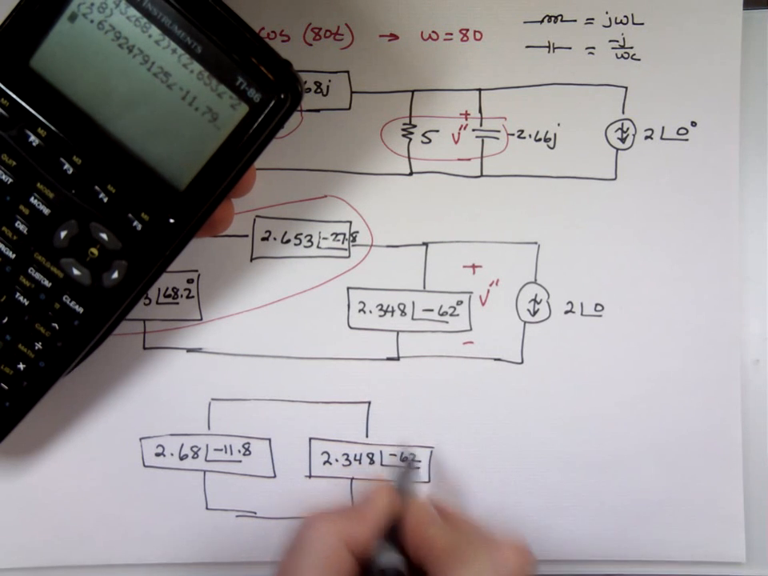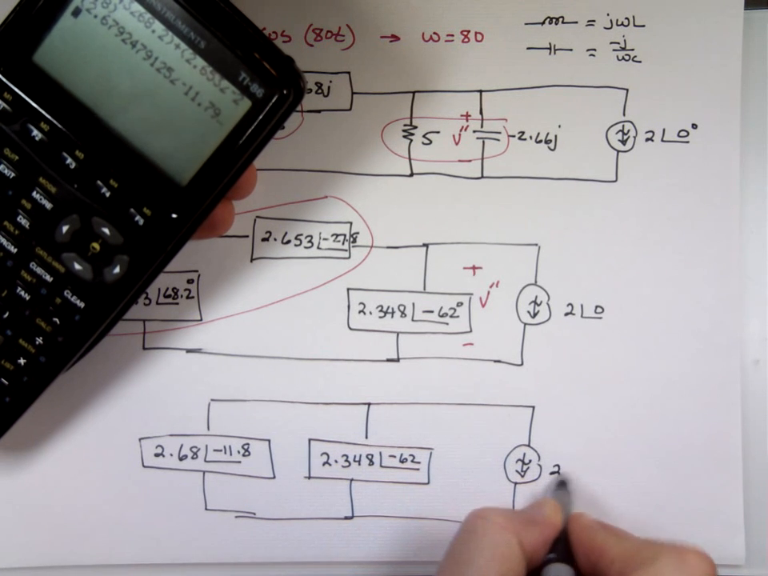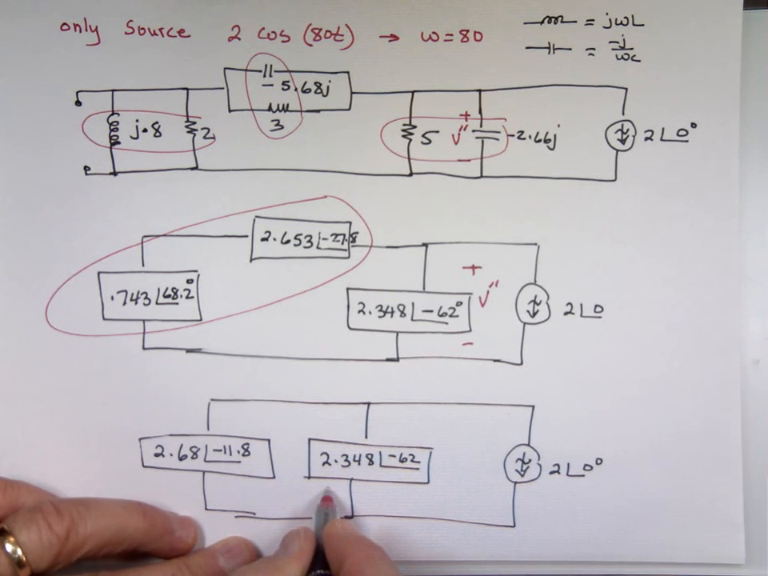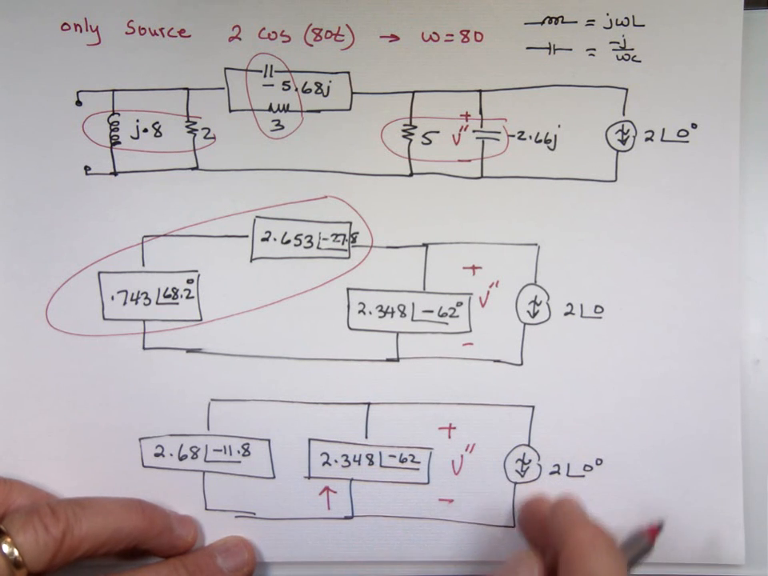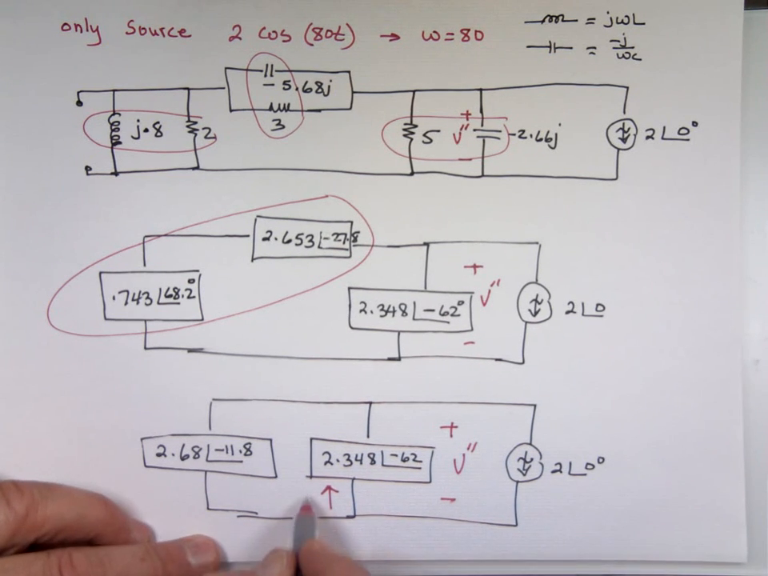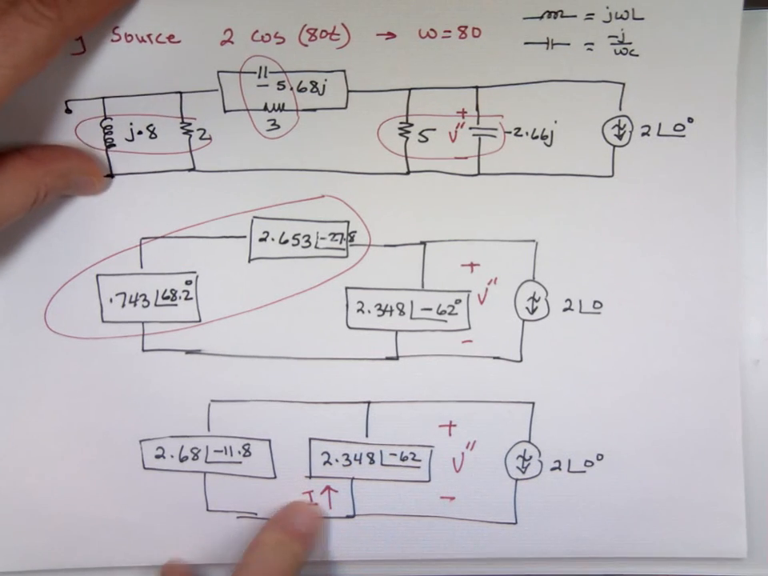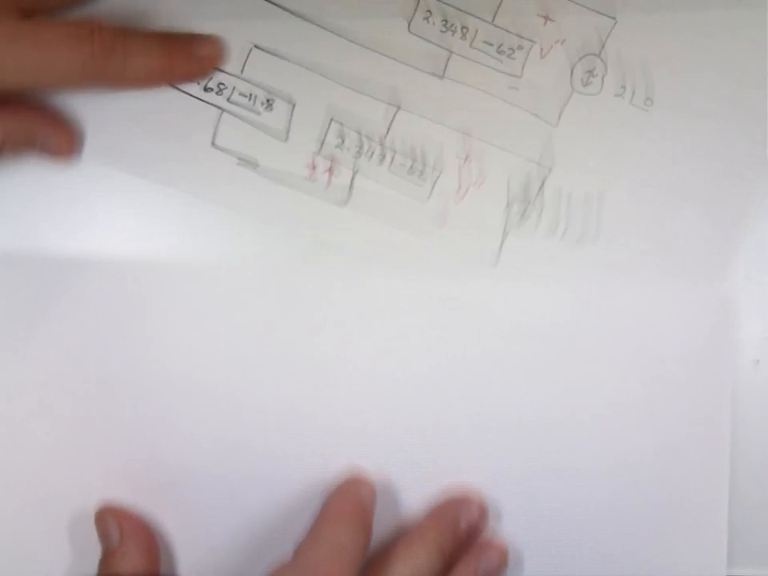Now I can find the current going up there. Notice I defined this voltage like this, plus on the top, minus on the bottom. But the current coming down is going to split. I can tell you what that current I is, and if I know that current, I can tell you what the voltage here is going to be. So how do we find that current? Current division.